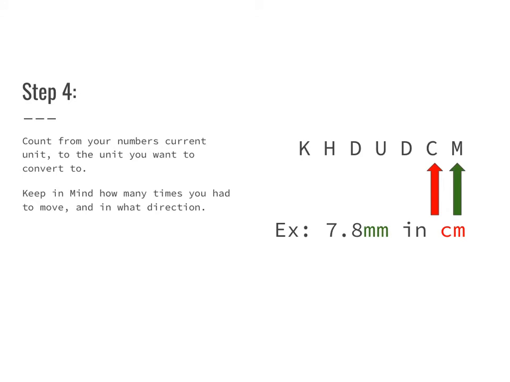Step 4, count from your number's current unit to the unit you want to convert to, or where you want to be. Keep in mind how many times you had to move and in what direction. So again, if I go back here with my pencil just as a reminder, we are starting in millimeters and we are moving to centimeters. So I'm going to go ahead and count that out for us. I'm right here, I'm moving 1 time, and I moved 1 time to the left.